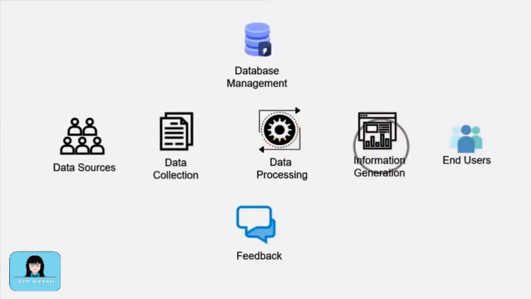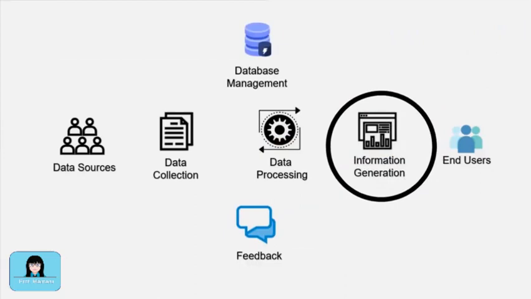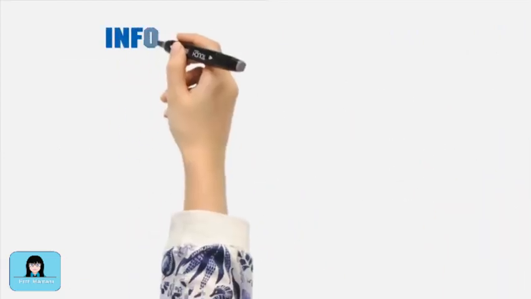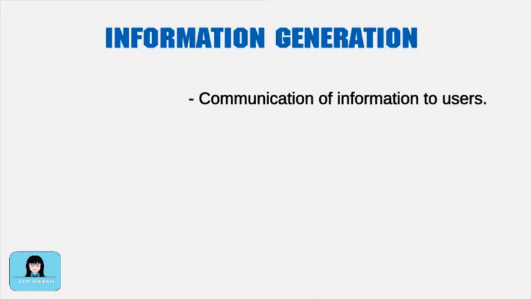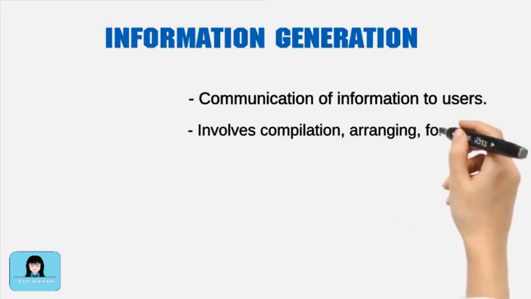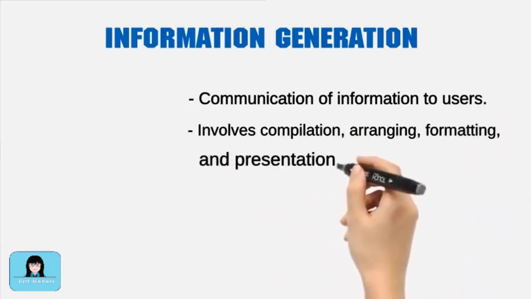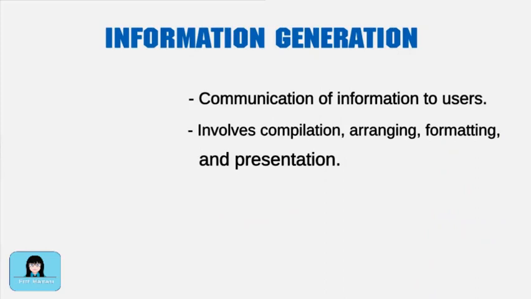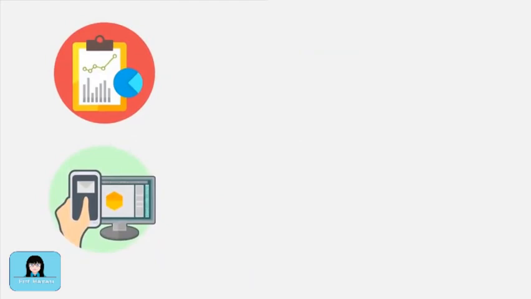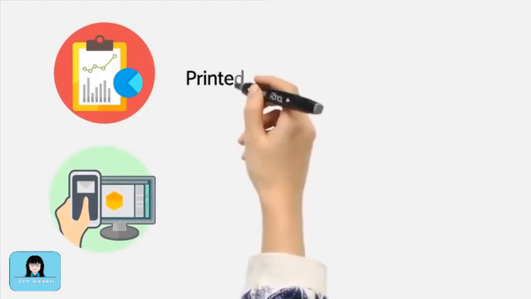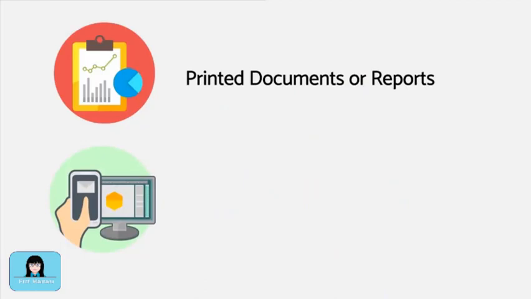The next element of the AIS model is information generation. This element is the communication of information to users. It involves processes such as compilation, arranging, formatting, and presentation. The two common methods of communicating information in a business organization are through printed documents or reports and messages displayed on a computer screen.